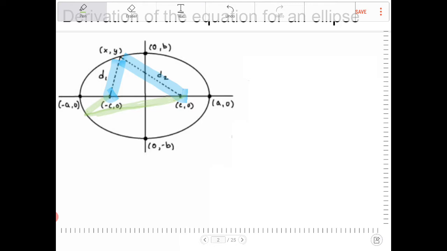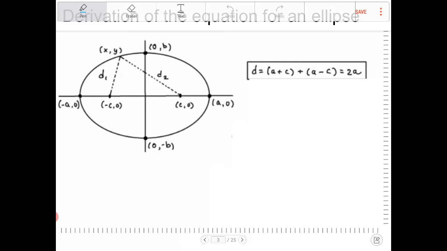So again, to find out what that constant is between the two distances, we need to think about this in its extreme. Let's take a look at this extreme here. Let's say I have my point here on the far right. The length of that green line is going to be a minus negative c, or in other words, a plus c. The distance between the rightmost point and the right focus will be a minus c. So the constant, d1 plus d2, all throughout the ellipse must be 2a. It doesn't matter where you are on the ellipse, the sum of d1 and d2 will always be 2a.